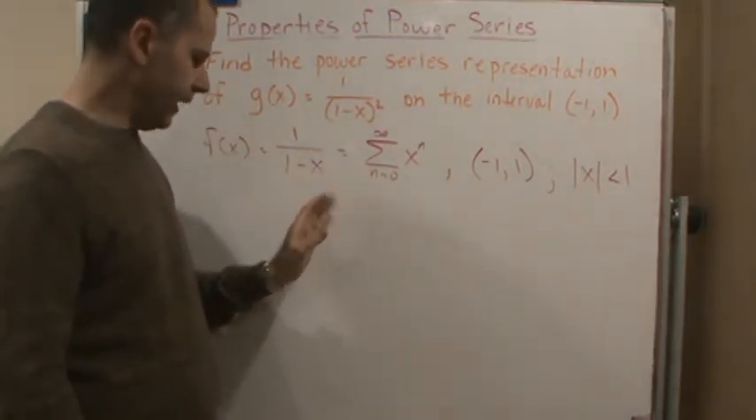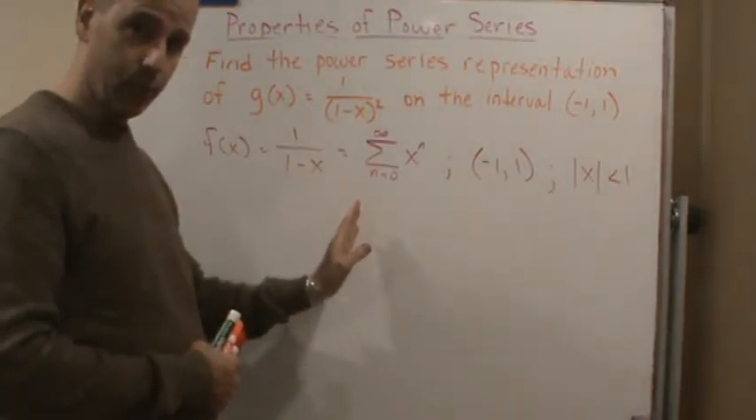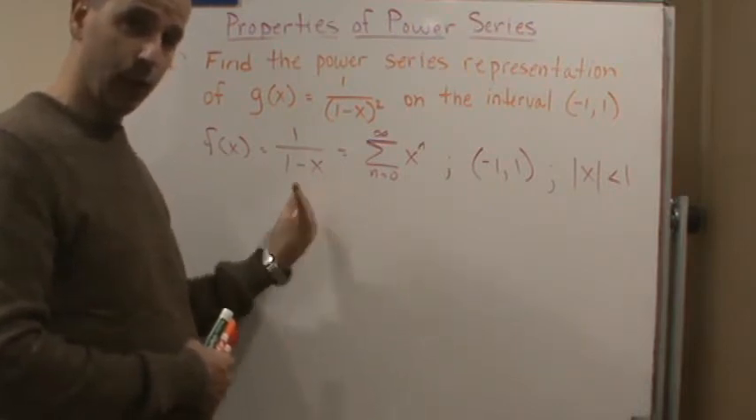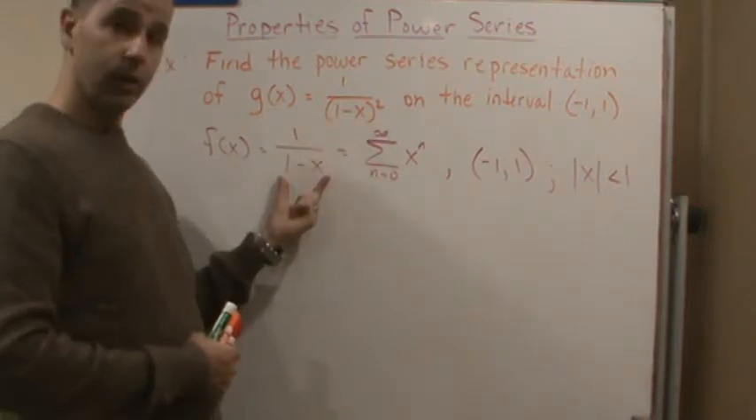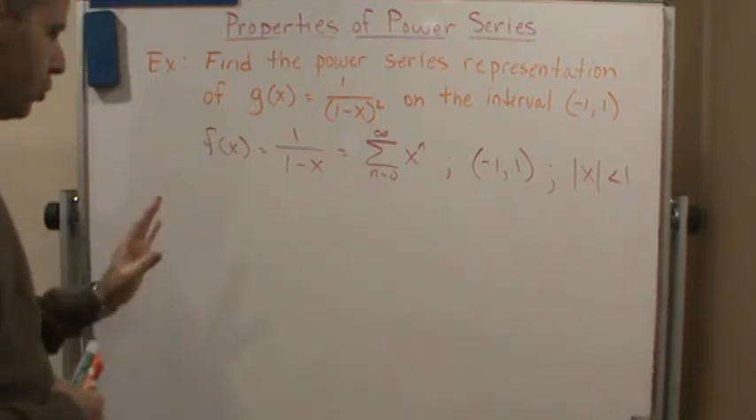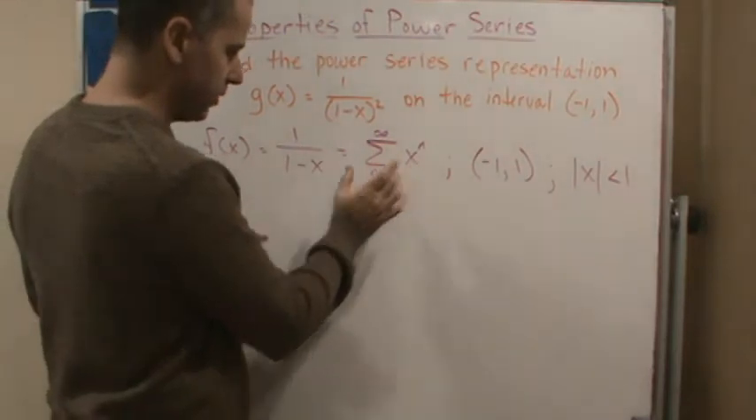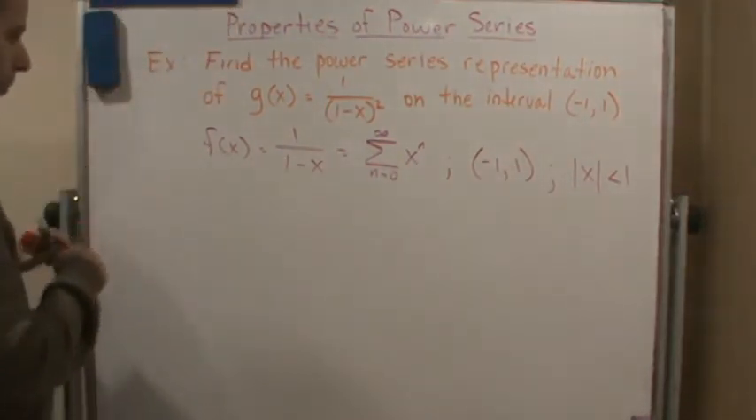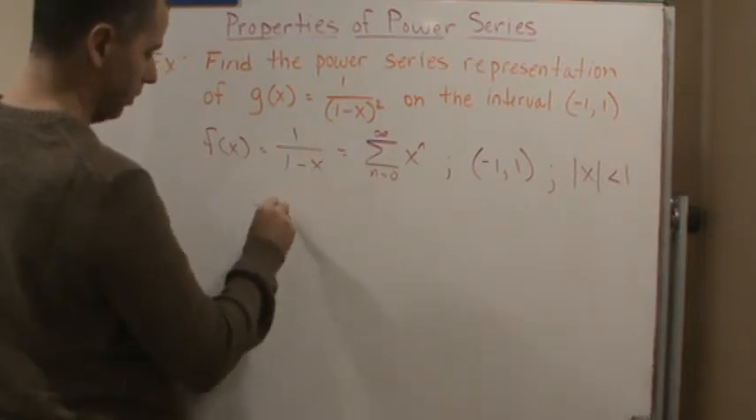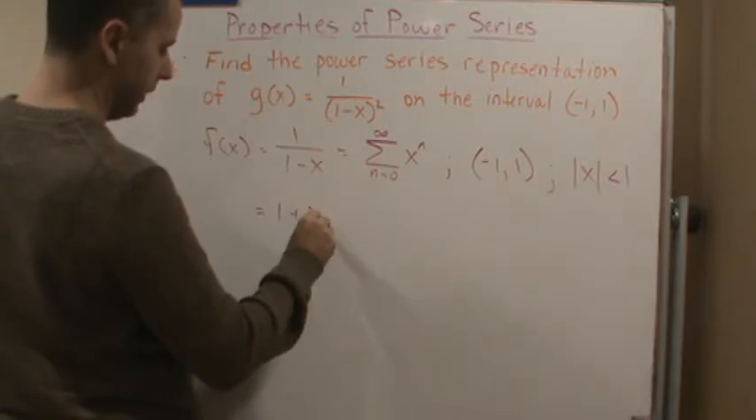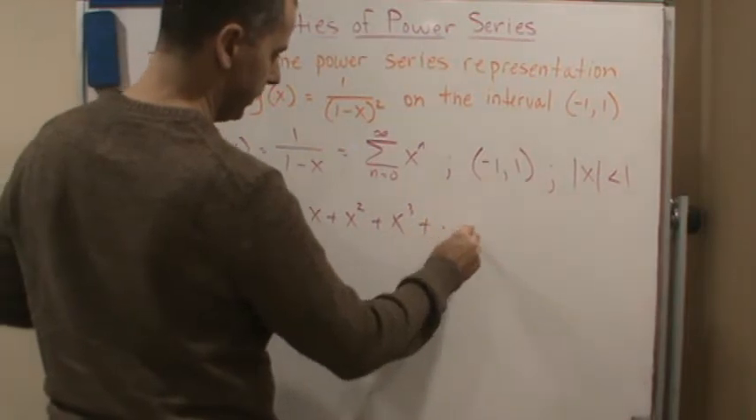So, think about 1 over x. If it was 1 over x, we get 1 over x squared, an x squared term in the denominator when we take the derivative. So it makes sense that in order to get g, we can do the same thing with f and do this term by term. So let's do that. We know what this looks like: 1 plus x plus x squared plus x cubed, dot, dot, dot.